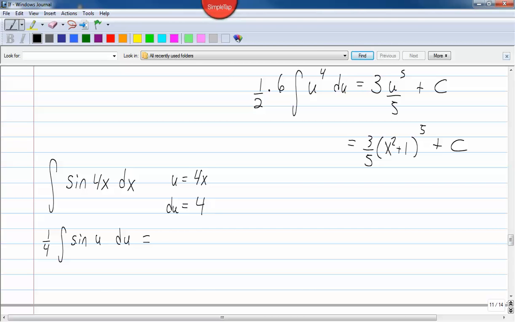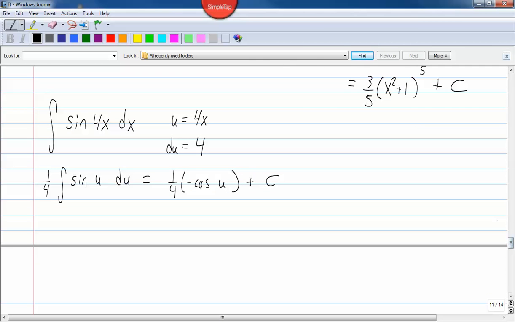Now, we all know that the integral of sine of u would be negative cosine of u. So this is 1/4 times negative cosine of u plus c. So I need to plug my u back in. So that'll be negative 1/4 cosine of 4x plus c. So if I was to take this answer right here and take the derivative of it, I will get sine of 4x.